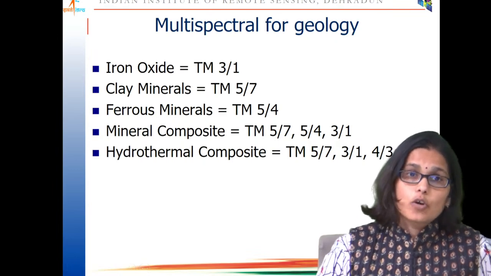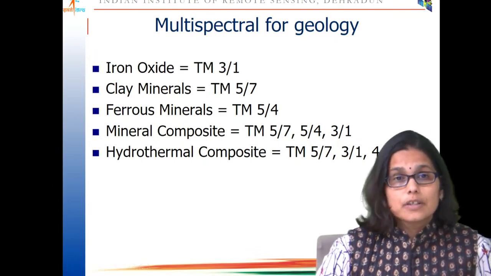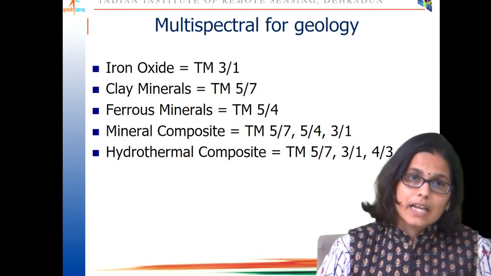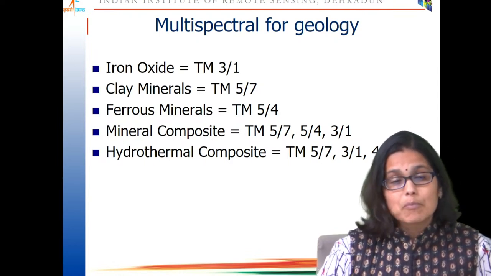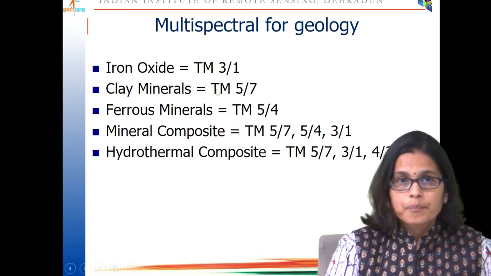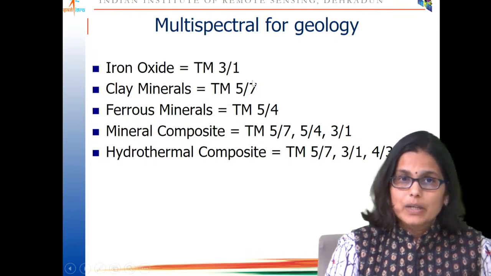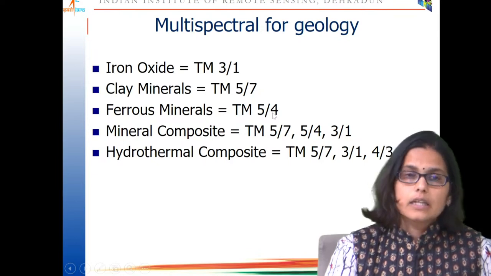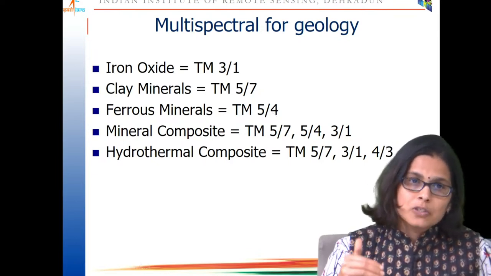Now, when we are talking about multispectral data for geology, there are different types of ratios available for iron oxides, clay minerals and so on. I am giving you the band numbers here for the Landsat TM dataset: band ratio 3/1 for iron oxides, 5/7 for clay minerals, and 5/4 for ferrous minerals.